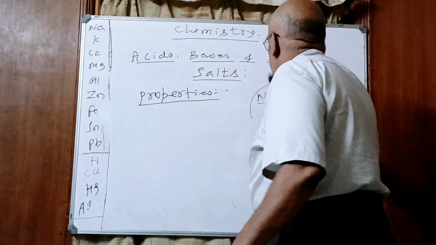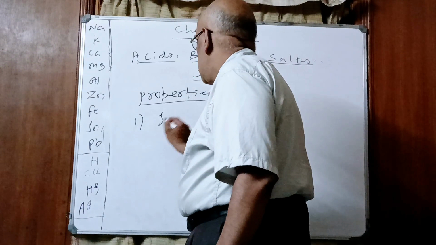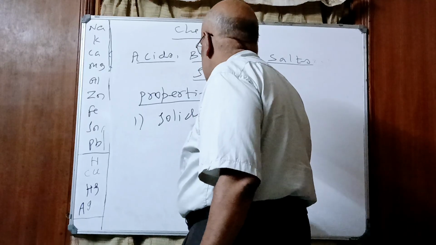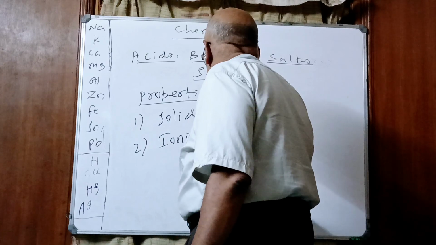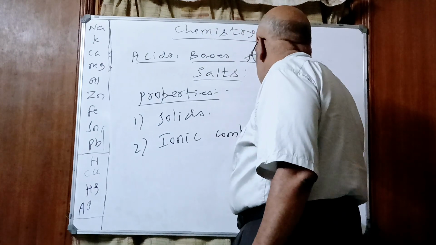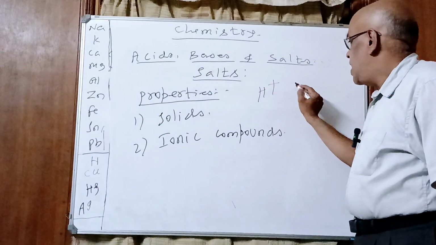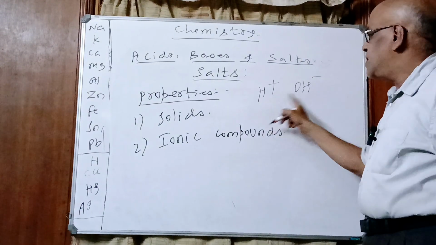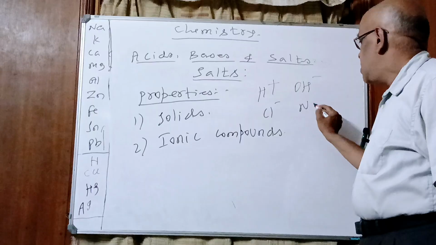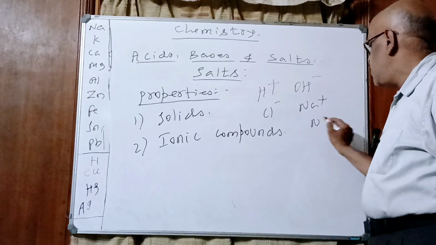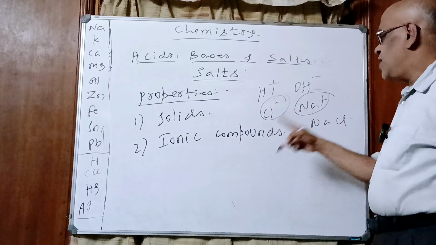Understood? So, come to the properties of salts. Salts are solids. Then salts are ionic compounds. They are formed from ions. Which ions? Hydrogen ions of an acid and hydroxide ions of a base. H and OH combine to form salt. From this, what is formed? Cl. From this, who combines? Na. Na plus Cl gives NaCl. Sodium chloride is a salt. They are ionic compounds.